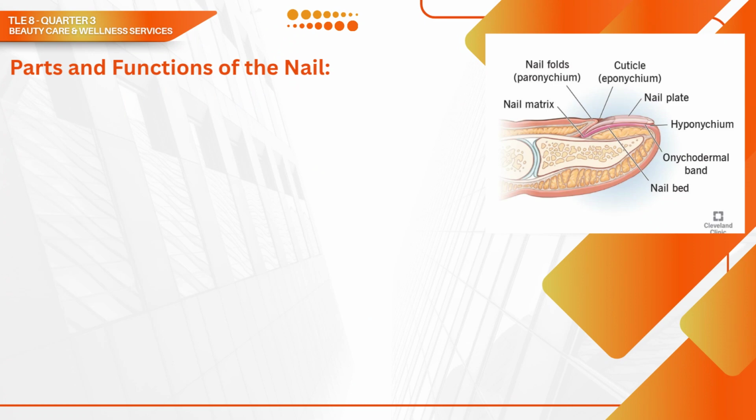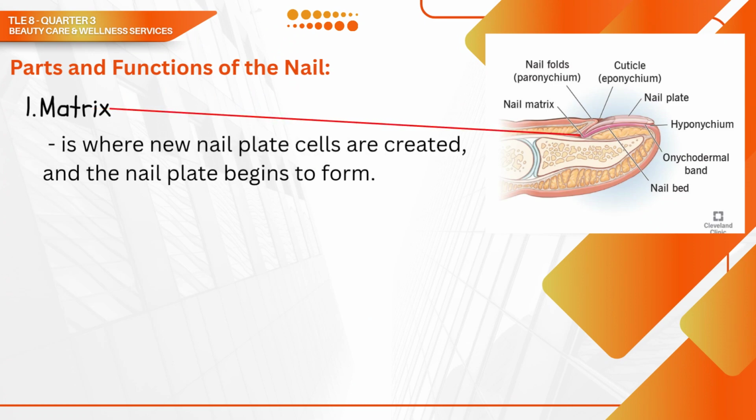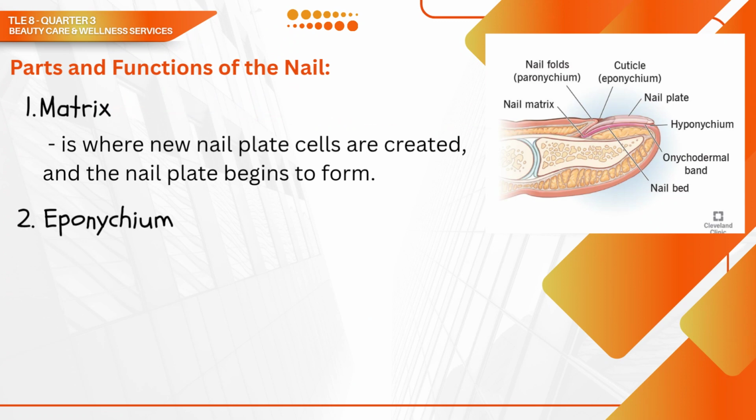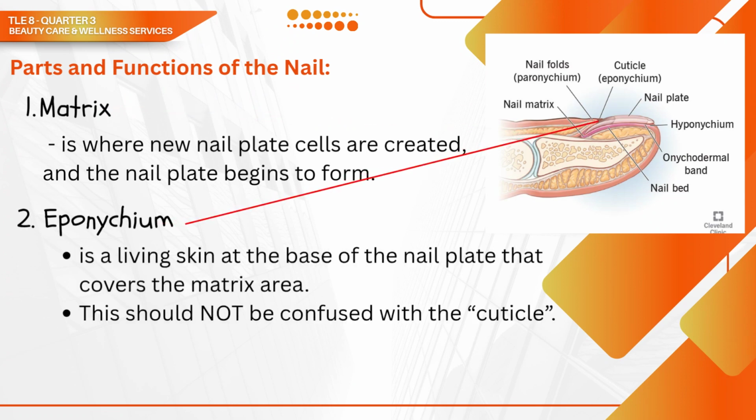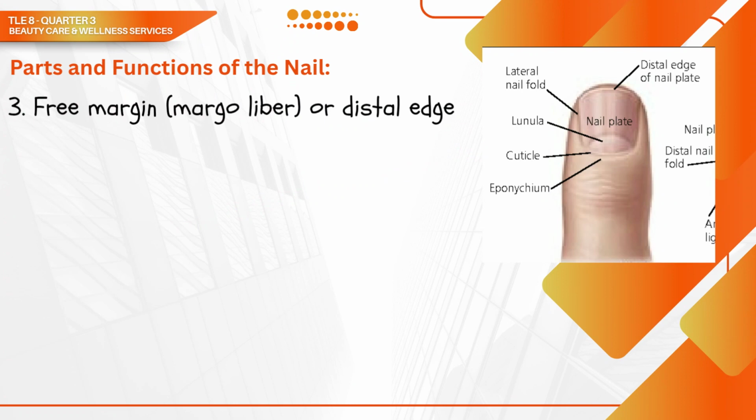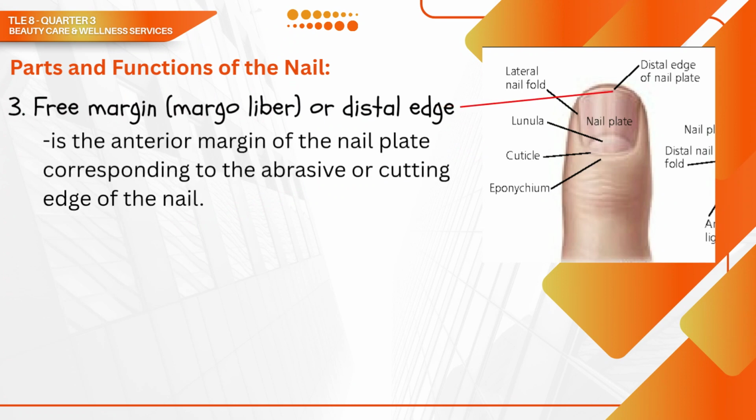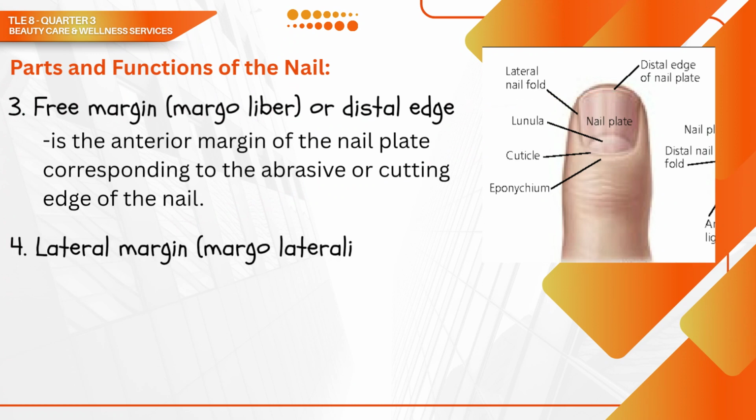Parts and functions of the nail. Matrix. It is where new nail plate cells are created, and the nail plate begins to form. Eponychium is a living skin at the base of the nail plate that covers the matrix area. This should not be confused with the cuticle. Free margin, margo liber, or distal edge, is the anterior margin of the nail plate corresponding to the abrasive or cutting edge of the nail.